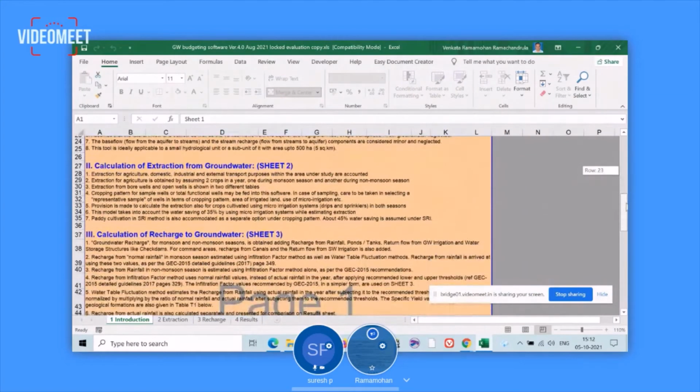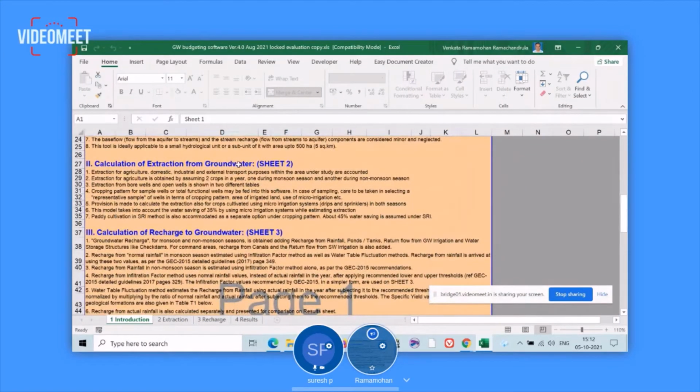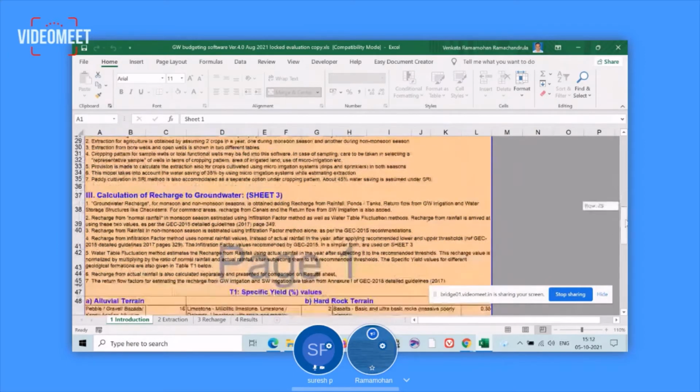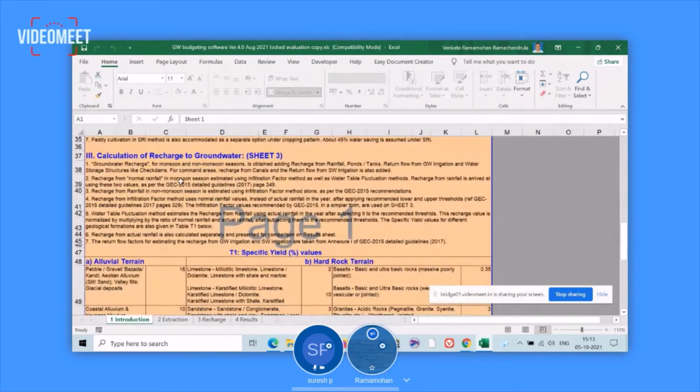And then it comes to the calculations of extraction from groundwater, sheet number two. Sheet number two is about all the extraction components. So how these things are done is narrated here. And then the third one is about calculation of recharge to groundwater. So, all the recharge related calculations are done on sheet number three.